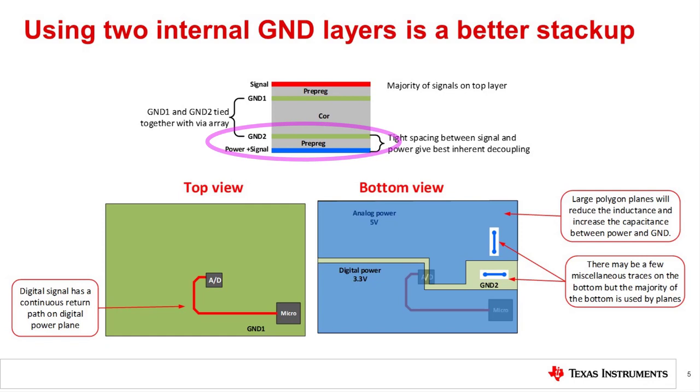decoupling as the AC impedance between the power and ground are low. Also, signals transitioning from the top layer to the bottom layer will not require stitching capacitors.